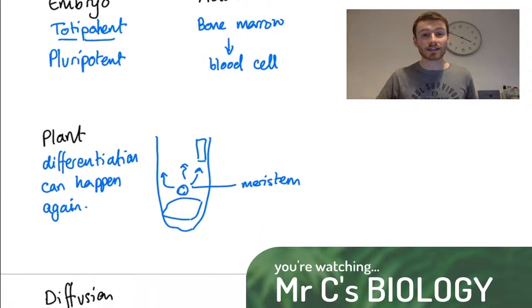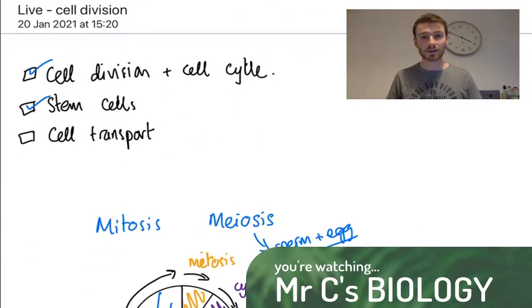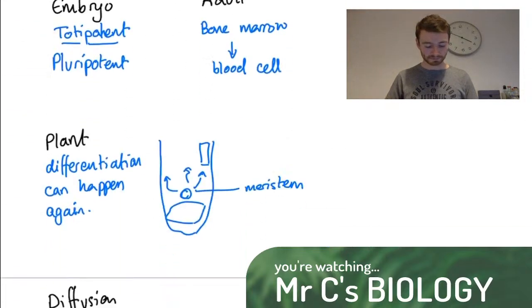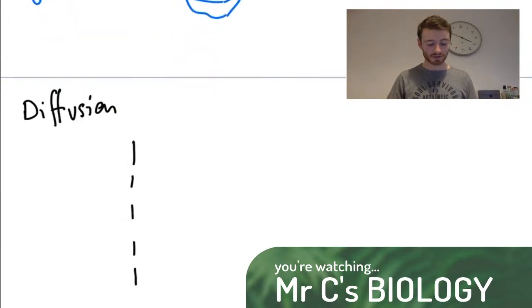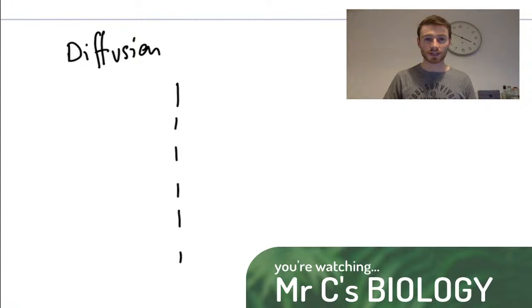The next thing is we're going to be talking about cell transport. So that was stem cells at the top there, cell transport, and that'll be about it for today. So we're going to talk about a few different things. First thing is diffusion, and then we'll go on to osmosis and active transport. So diffusion is the movement of particles from a high concentration to a low concentration.